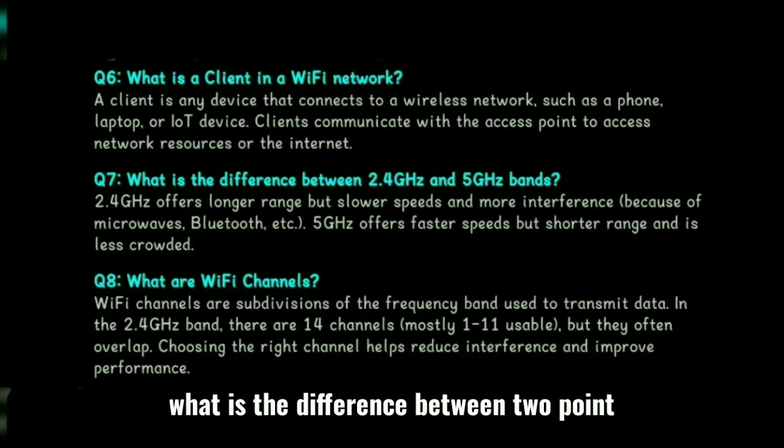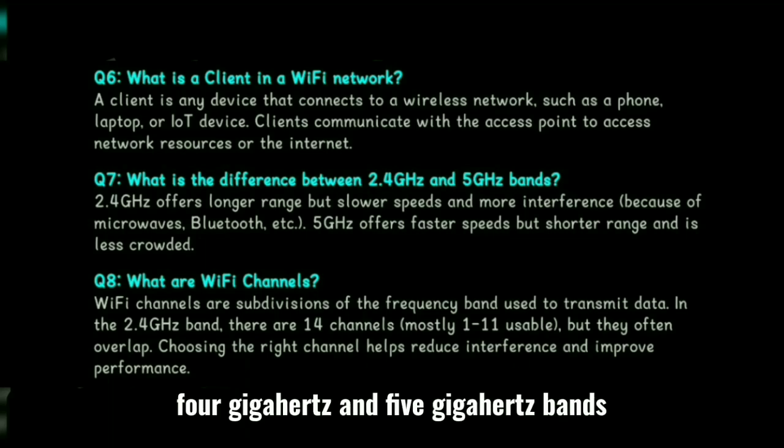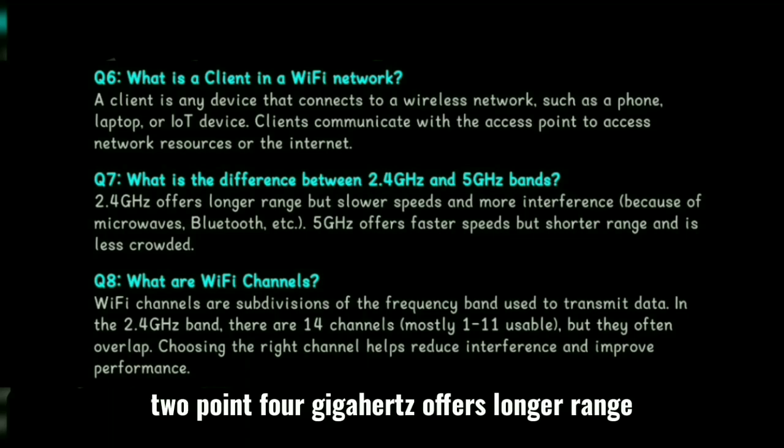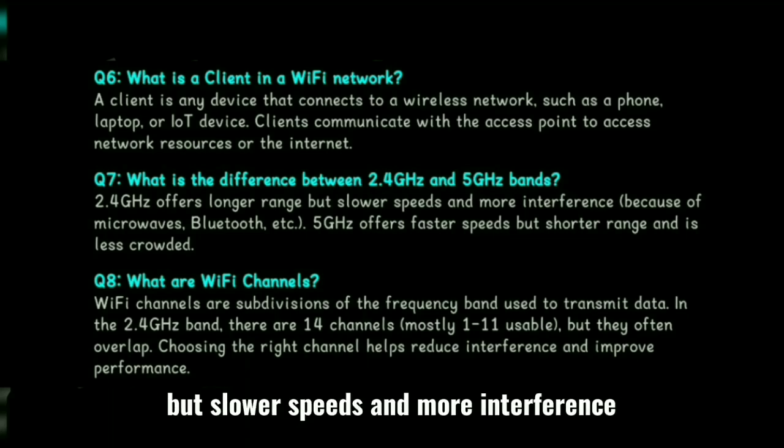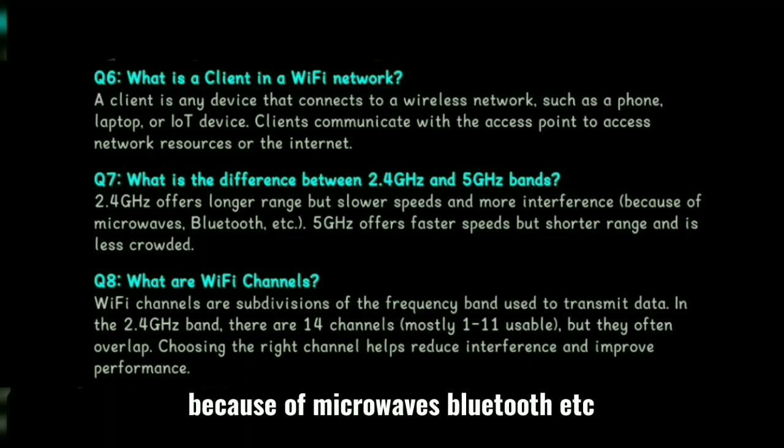Q7. What is the difference between 2.4 GHz and 5 GHz bands? 2.4 GHz offers longer range but slower speeds and more interference because of microwaves, Bluetooth, etc. 5 GHz offers faster speeds but shorter range and is less crowded.